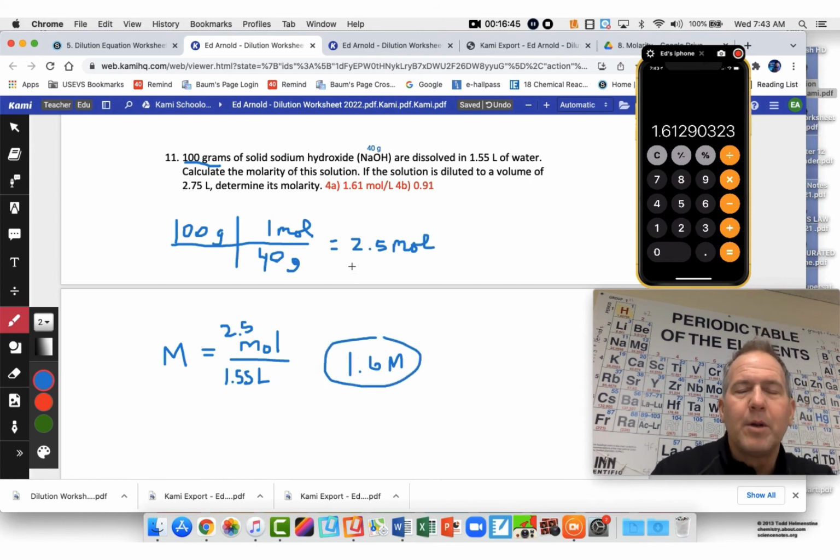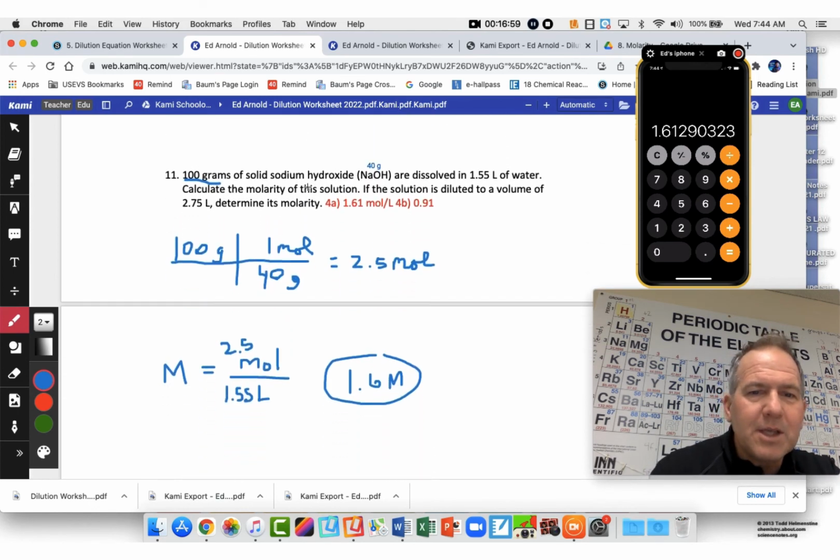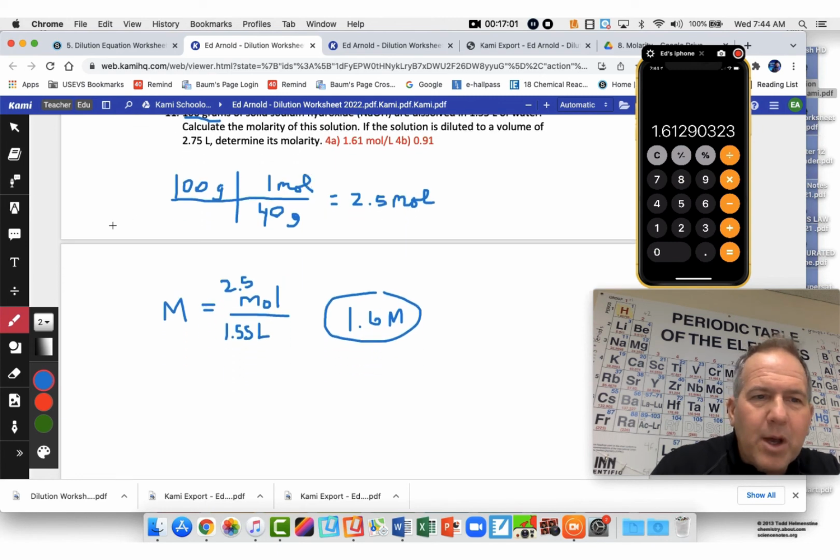Okay, B. If the solution is diluted to a volume of 2.75 liters, determine the molarity. You know what they did? They just poured some water in it, right? So they poured some water.